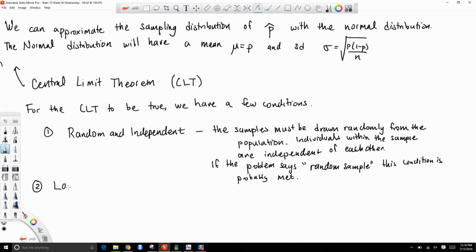Next is the large sample condition. The sample must be, quote, large enough. And what exactly is large enough? You must observe at least 10 successes and at least 10 failures.